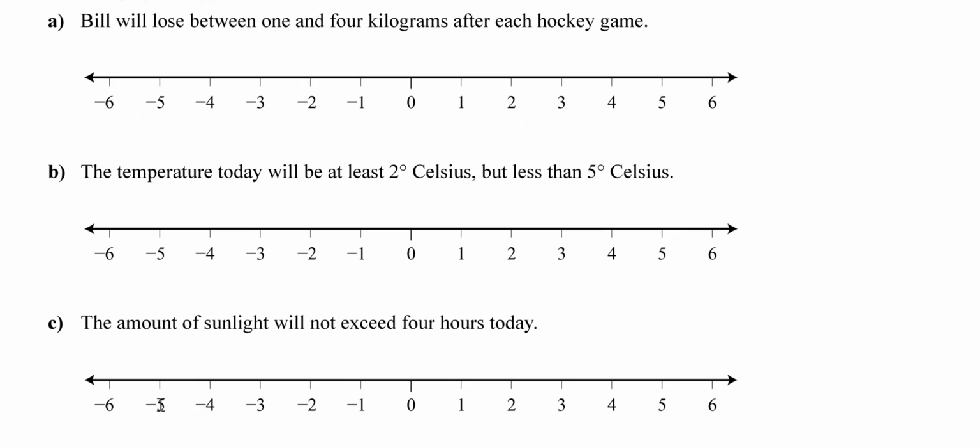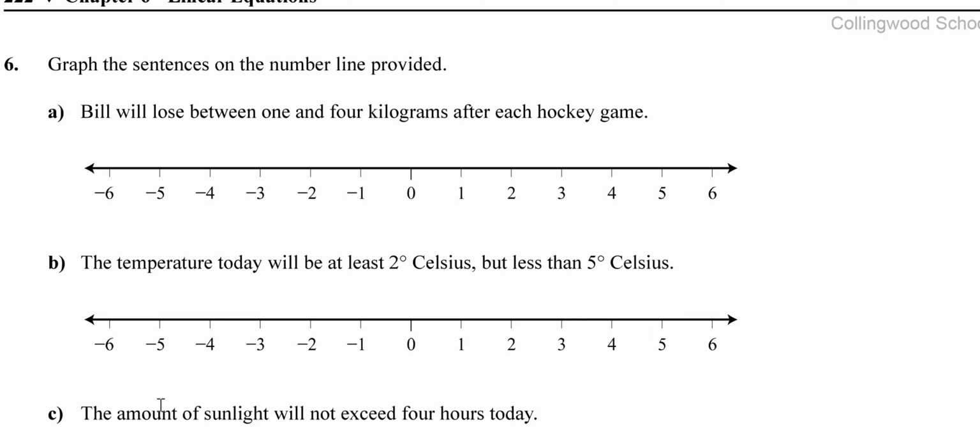Okay, let's go on to question number 6 here. Graph the sentence on the number line provided. Bill will lose between 1 and 4 kilograms. So if you will lose, basically you need to have closed circles here.